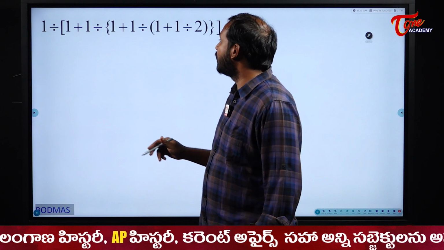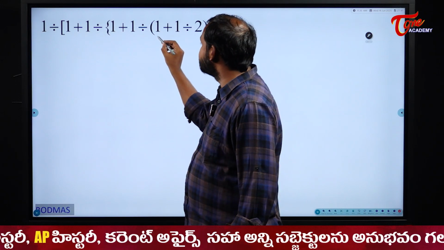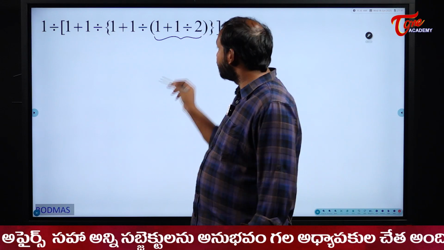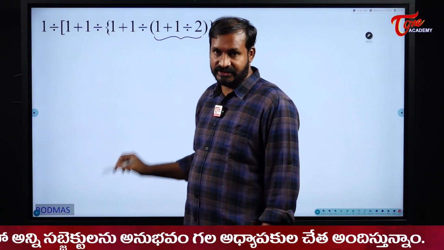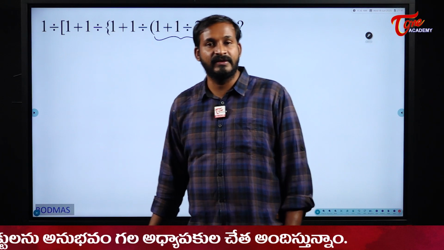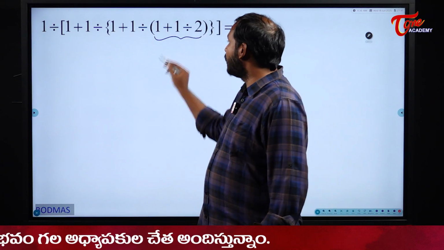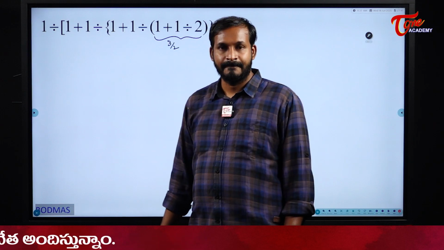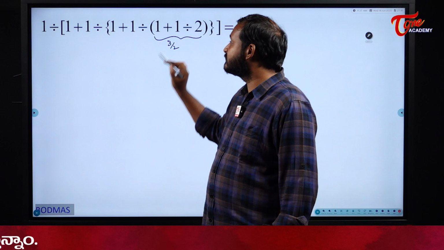Now, first what is the thing I should solve here? I should solve this small bracket. In that small bracket also I should solve this division. 1 divided by 2 means it will become what? 1 by 2. 1 plus 1 by 2 overall it will become what for me here? 3 by 2. Right? 1 plus 1 by 2 becomes 3 by 2.